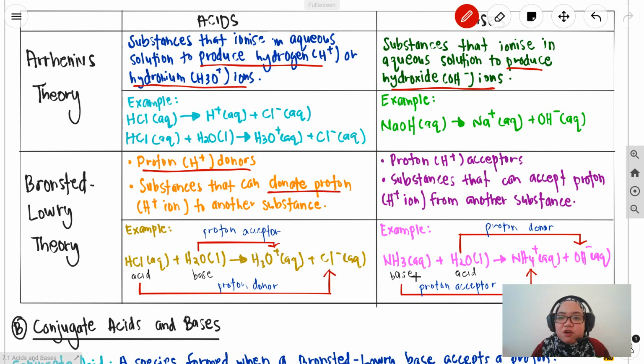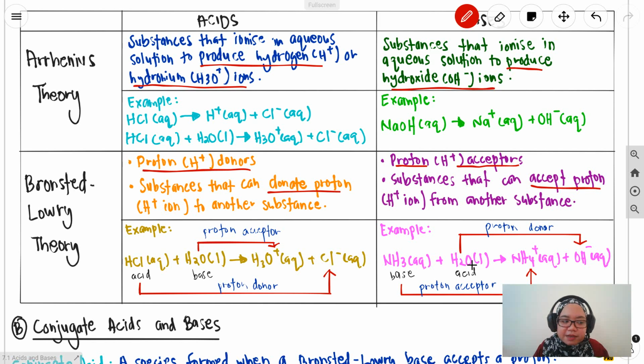So what is the definition of base based on the Bronsted-Lowry theory? So just now, the opposite. If acid is the proton donor, so base is the proton acceptor. So base is a proton acceptor based on Bronsted-Lowry theory, which means that any substances that can accept proton from another substance is a base according to Bronsted-Lowry theory. For example, here we have NH3 as base react with water as acid. So here water can act as base and acid.